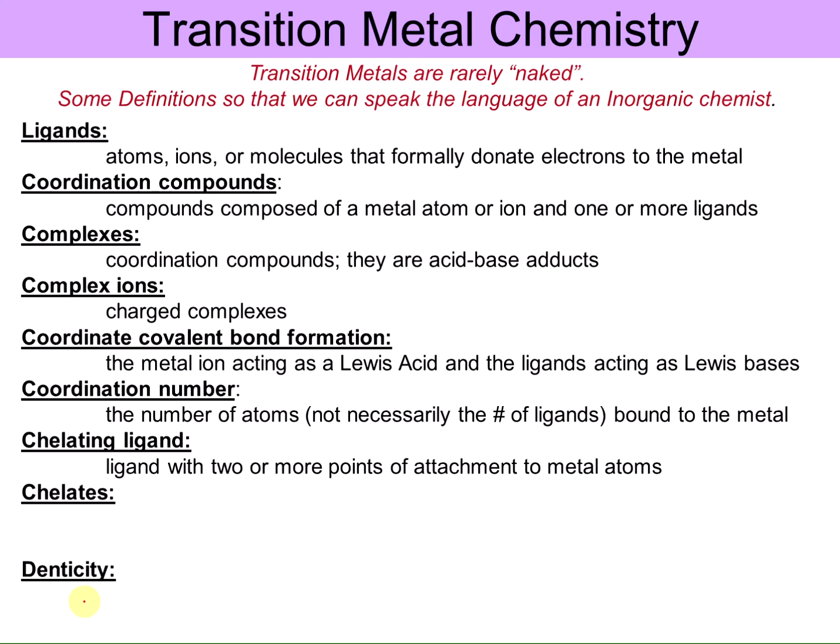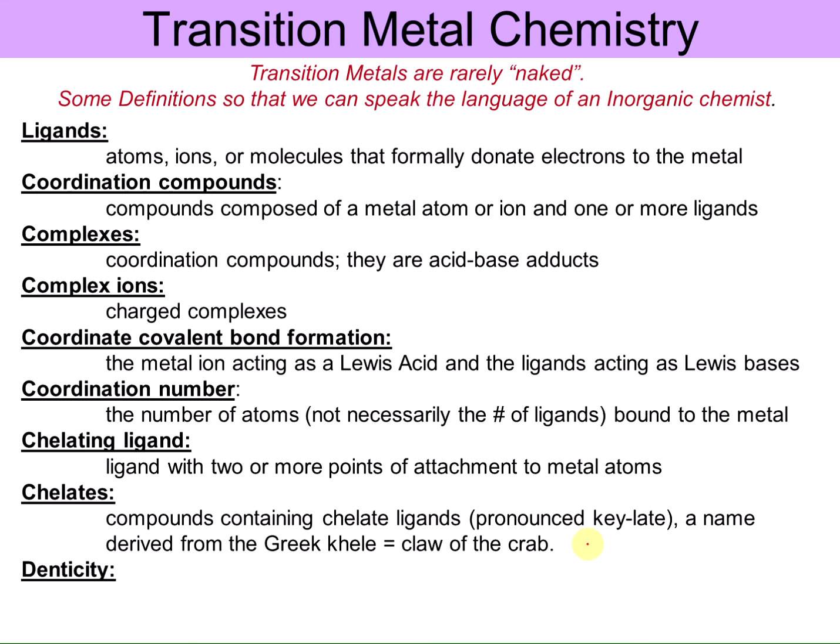Now a chelating ligand is a ligand with 2 or more points of attachment to a metal ion, such as ethylene diamine. And chelates are the compounds that contain chelate ligands. So that name comes from the Greek chele, which means the claw, the crab. So kind of think about where the ligand almost like pinches the metal, so that's where the name is derived from. And the denticity refers to the number of binding sites on a ligand. So how many times does a ligand bite the metal?